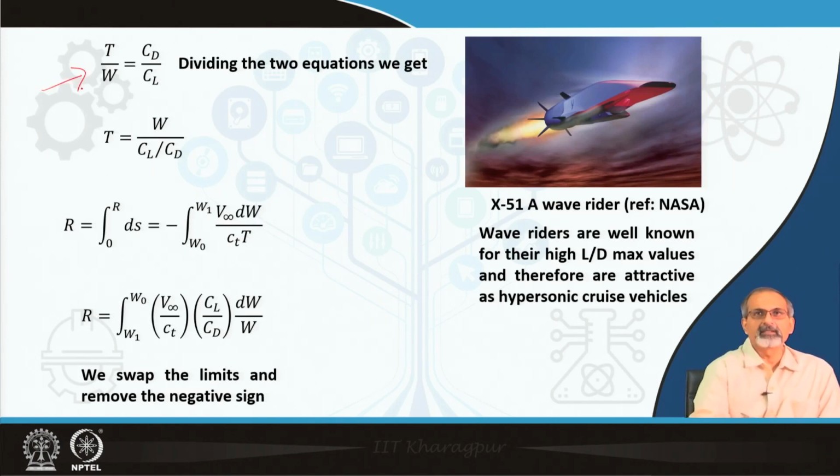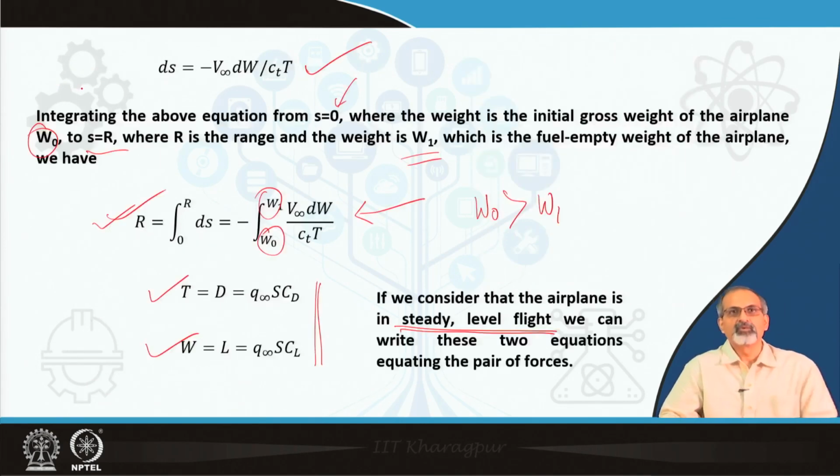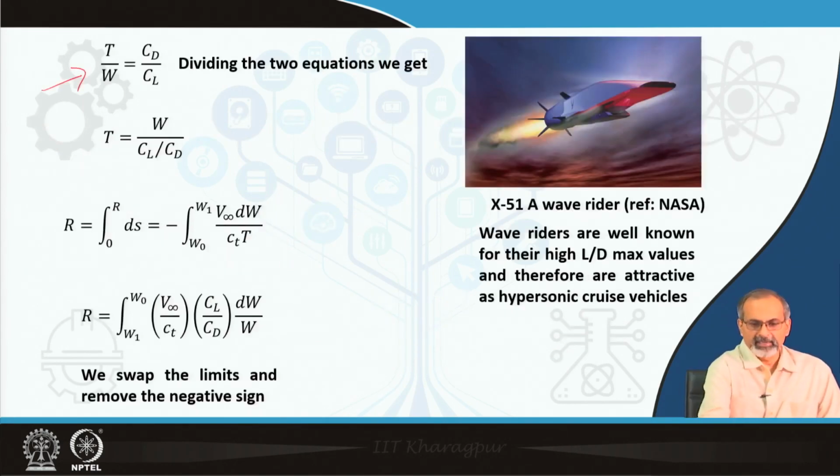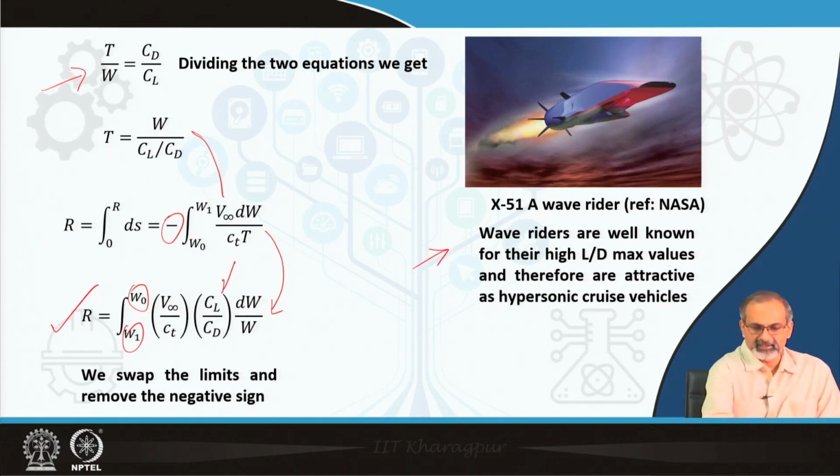If we divide the two equations that we just wrote by balancing forces, we get this equation for T by W. So, we have an expression for T which we can replace in this integral, and finally you substitute it and you get the integral like this. Further, you change the limits so that you can take care of this negative sign, and you have the final expression for range. It is clearly evident that the range can be maximized if you have a very large value of CL by CD.